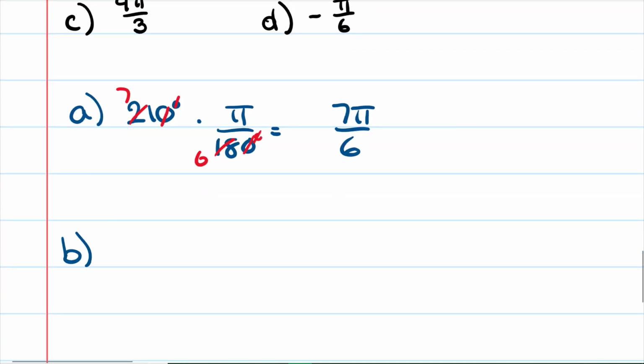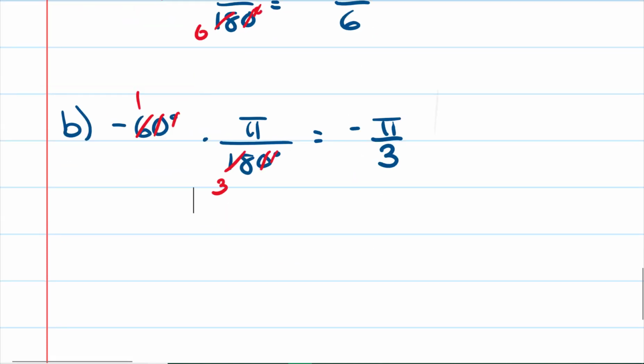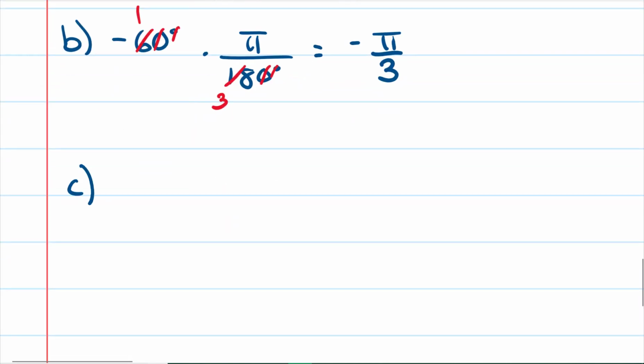Part B, we have negative 60 degrees. So we multiply by pi over 180. Degree signs cancel, zeros cancel, 6 and 18 is a 1 and a 3, and you get negative pi over 3.